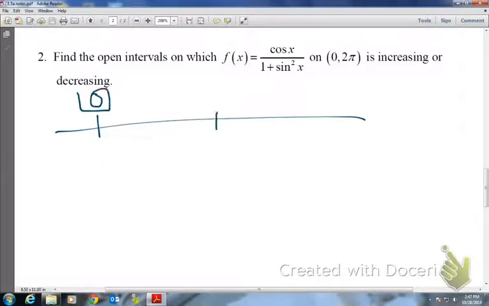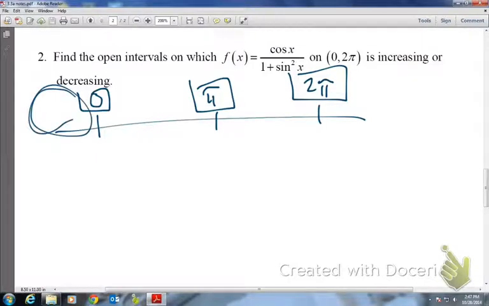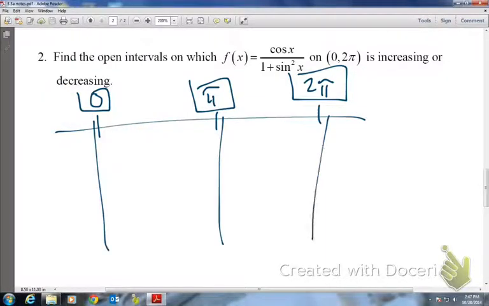0, pi, and 2 pi. Now the cool thing is we don't need any test points out here, and we don't need any test points out here, because those are outside of our interval, because we're only looking from 0 to 2 pi, so I'm not even going to look at that. So I'm only going to look in between 0 and 2 pi.